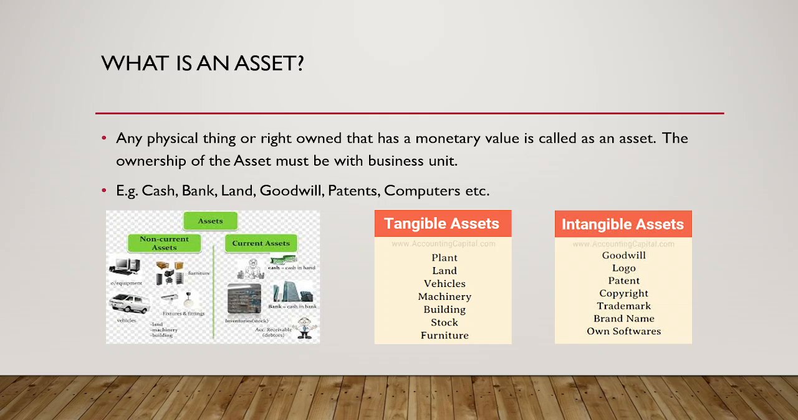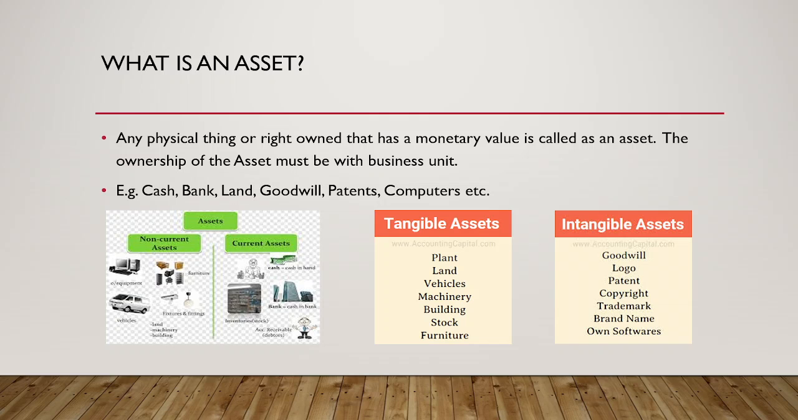On the contrary, if the assets are bought on a regular basis, for example, cash we have to handle day in day out, so cash is a current asset. For the bank, all the transactions for huge companies are through the bank. So the bank balance always keeps on changing. So that is a current asset.